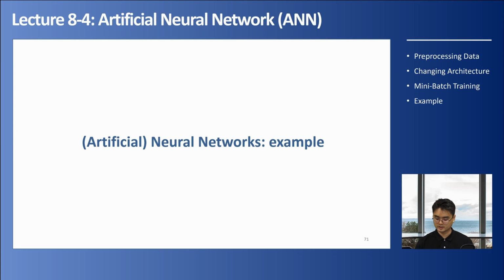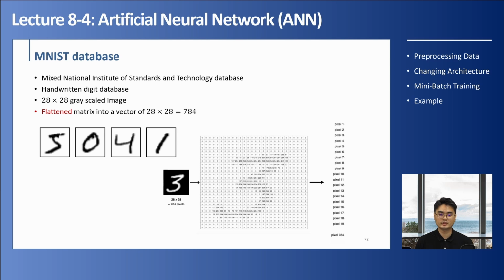Let's also take a look into one very simple example of neural networks. The example that I will explain here is to classify an MNIST database. An MNIST database is a handwritten digit database. So you're going to see some images like these ones. And these are some 28 by 28 grayscale images. And what we want to do here is classify the digits of this image.